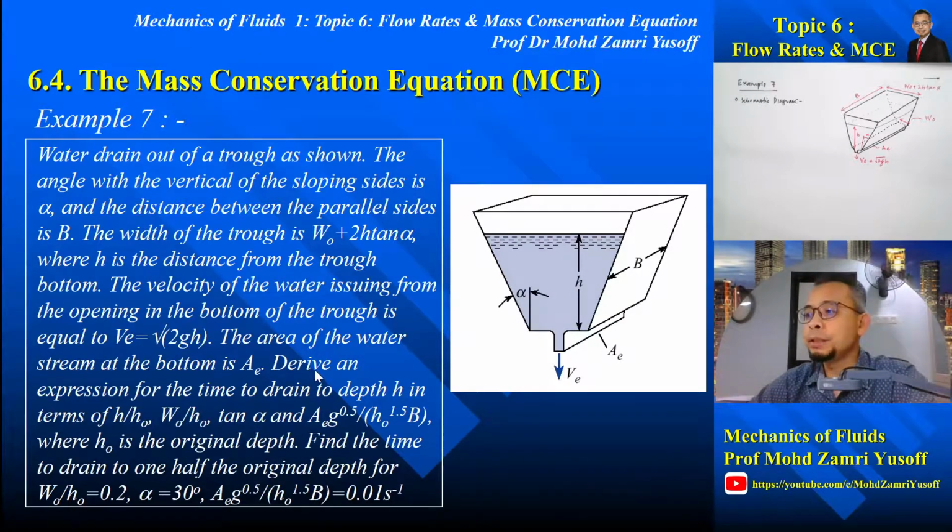We are asked to derive an expression for the time to drain to depth h in terms of h over h0, W0 over h0, tangent alpha, and AE g to the half over h0 to the power of 1.5 b, where h0 is the original depth. Then find the time to drain to half of the original depth for W0 over h0 equal to 0.2, alpha equal to 30 degrees, and this value equal to 0.01 per second.